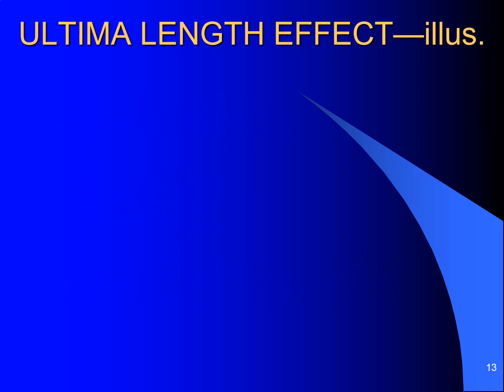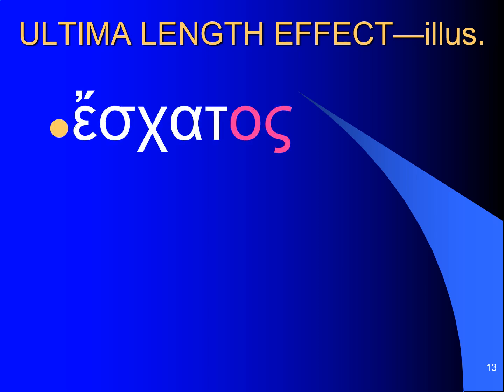So we've seen that in Greek, the endings of words change to indicate the role of the word in the sentence. When the ending changes, sometimes the length of the syllable or of the ultima changes, and that's going to have an effect on what can happen with the accent. So let's look at an illustration of that.